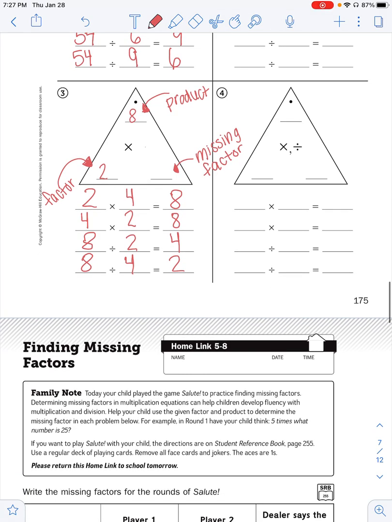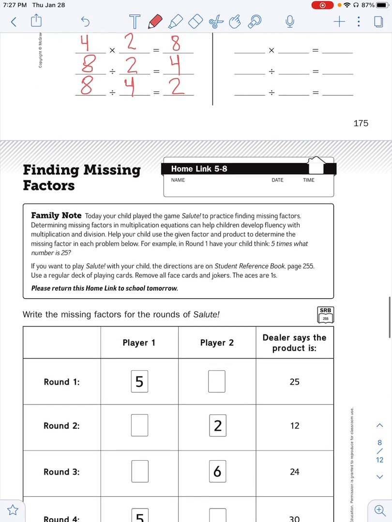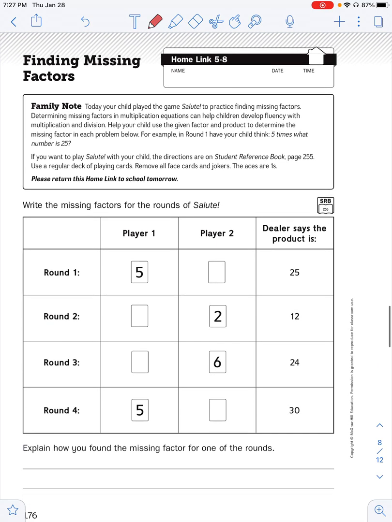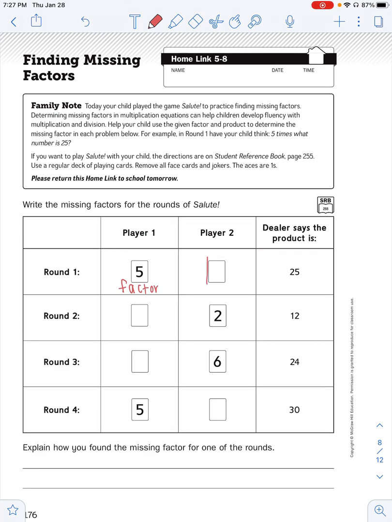Okay, you guys are going to find your own missing factors in a game called Salute. Now, you've played it in other grades before, but this is a little bit different because it's multiplication. So what this is, you're given one factor. Here's one of your factors. And you have to find out what the missing factor is, which goes right here. So you want to say in your head, 5 times what, or blank, equals 25.